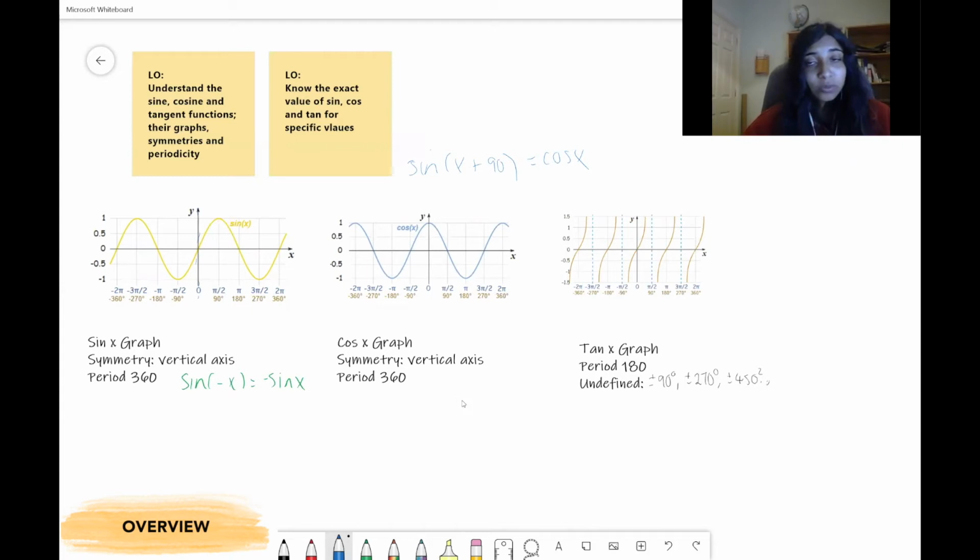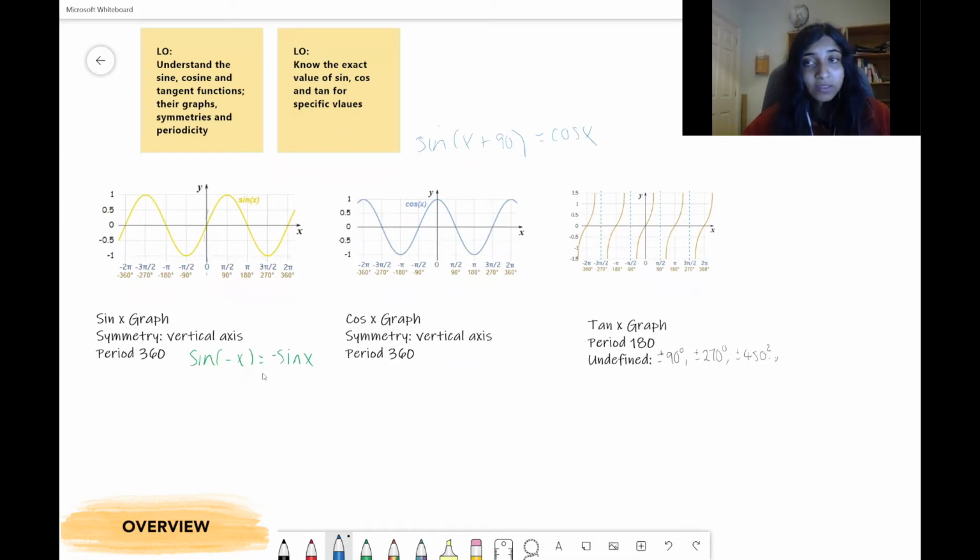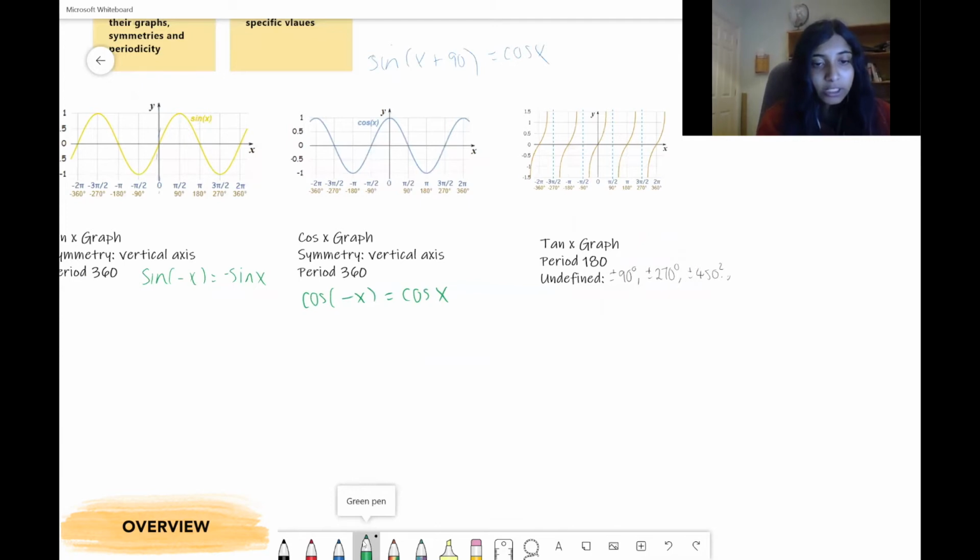Now if we move on to the properties of the cos x graph. Similarly to the sine x graph, it's symmetrical in the vertical axis. The only difference is that if you would do cos of minus x, that is equal to cos of x. So if we try to draw this out just to show you, we draw cos of x, that would look like that, and it would go down like that, with this being 90 and this being 270.